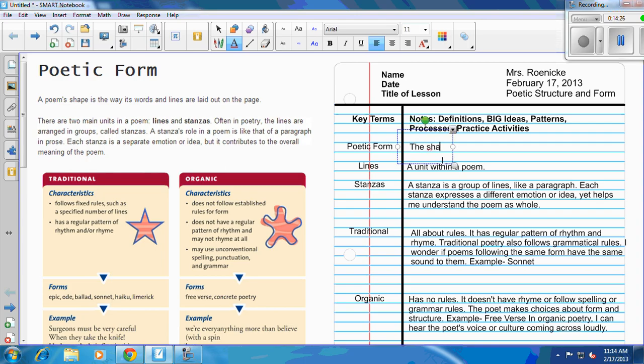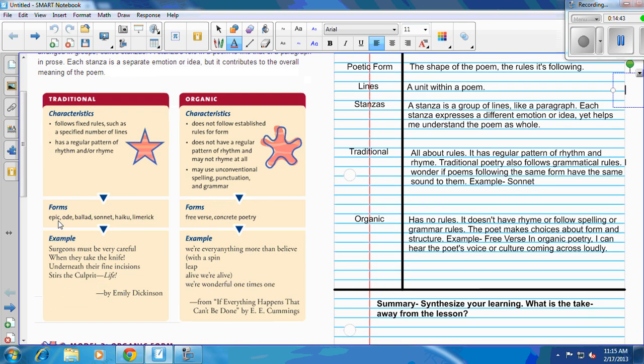So the shape of the poem, the rules it's following. Because I noticed down here that the forms were epic, ode, ballad, sonnet, haiku, limerick. I'm guessing that they all have the same rules.